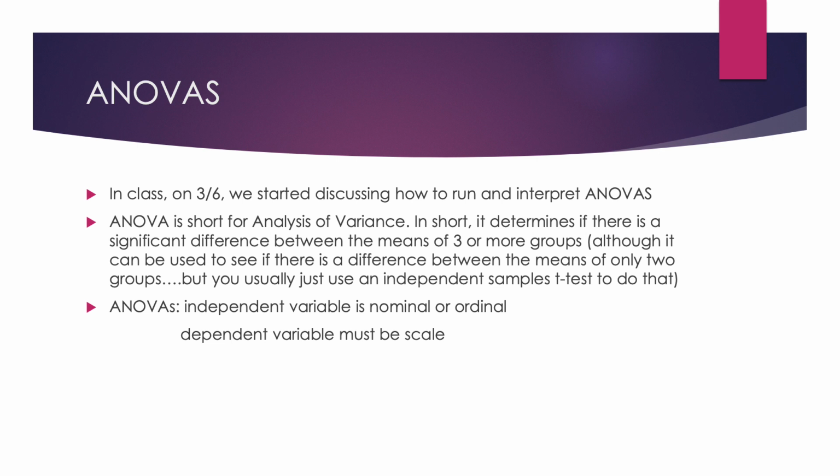ANOVAs have an independent variable that is nominal or ordinal, and a dependent variable that has to be scale. And again, we're looking for differences in the means between 3 or more, or occasionally 2 or more groups.